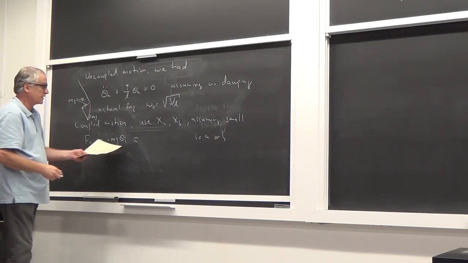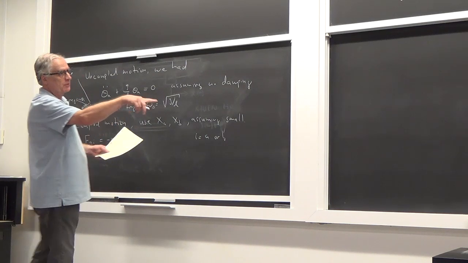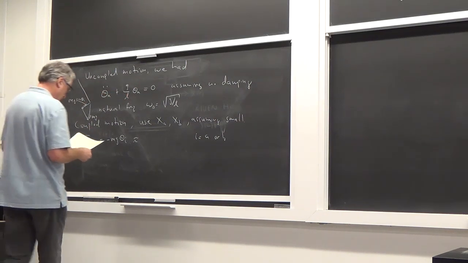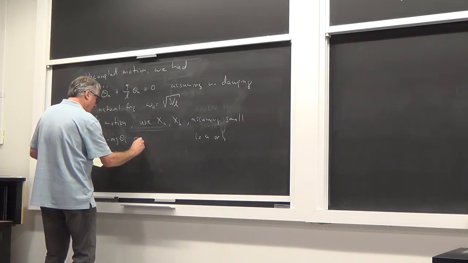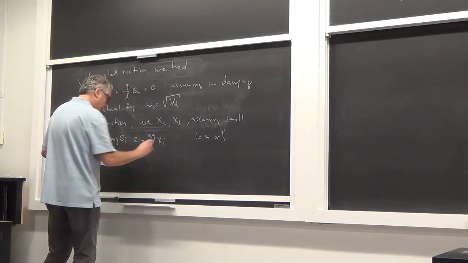Okay, but I said I was going to work with x's, so let's translate this to x. We have somewhere over there that x is approximately L times theta, so we have minus mg over L x sub i.